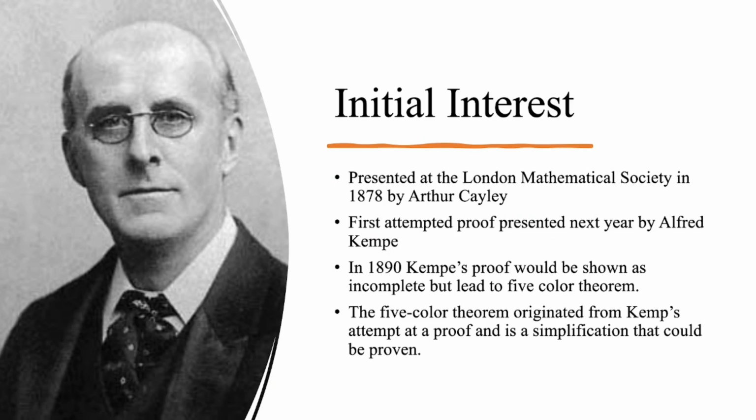The event that really got the four-color conjecture recognized by mathematicians was when it was presented at the London Mathematical Society in 1874 by Arthur Cayley. The first attempted proof would be presented the following year by Alfred Kemp. In 1890, Kemp's proof would be shown as incomplete, but would lead to the five-color theorem, which states that any map can be colored with at most five colors.